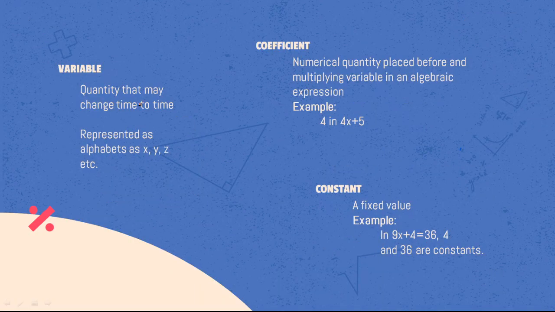Let's come to three other important concepts here: variable, coefficient, and constant. What is a variable? A quantity that may change from time to time, and it's represented by alphabets from A to Z. Usually we represent it as x, y, z or a, b, c. But what does it mean that its quantity changes from time to time?